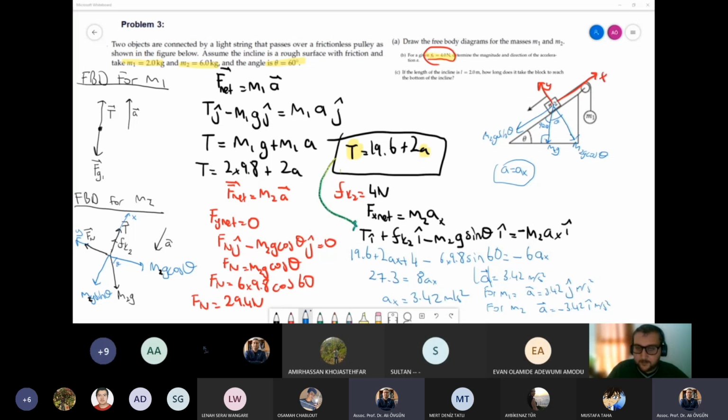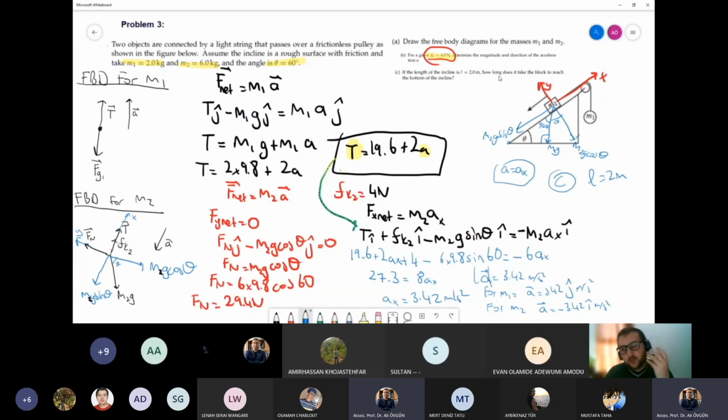Okay, this is the end of this problem. But here also there is another important thing. What is it? Another important thing is to calculate part C. Part C is: find, if the length of the incline is 2 meter, this is 2 meter, L is 2 meter, how long does it take the block to reach the bottom of the incline?